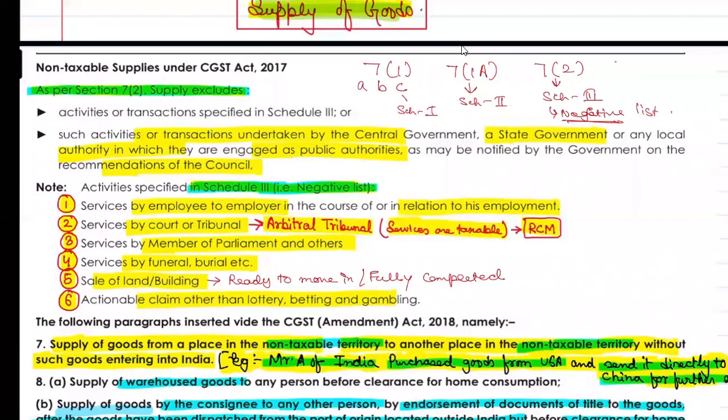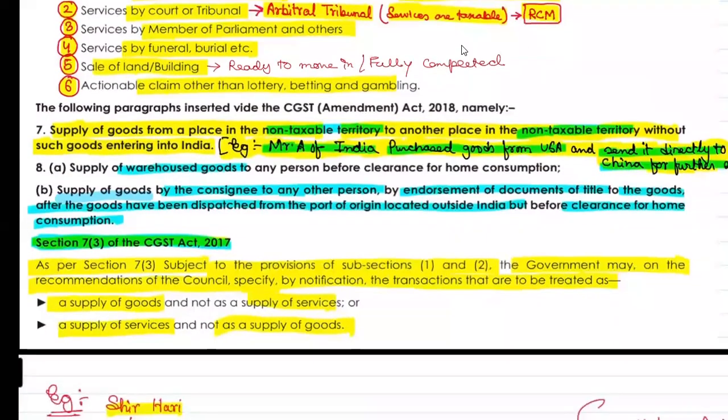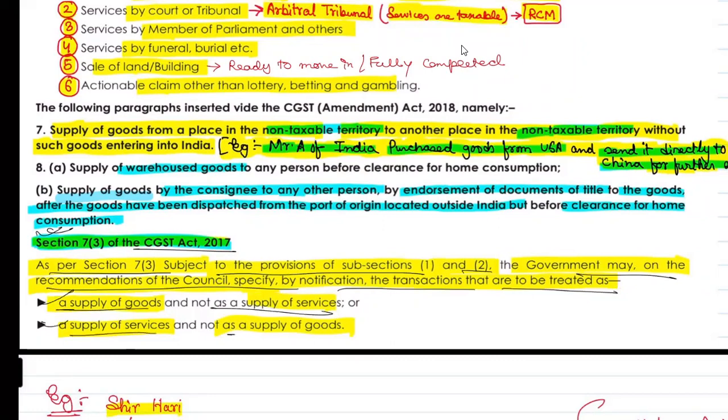Now there is one more section, that is 7 subsection 3. It is nothing. Okay, what it says here. Section 7.3 of CGST Act 2017, subject to the provision of subclause 1 and 2, the government may, on the recommendation of council, by notification, specify the transaction that are not to be treated as supply of goods, a supply of goods not as a supply of service, or supply of service or not as a supply of goods. That means they've just kept this power that in future they can add some more thing over here, what has to be treated, what or what not has to be treated. Okay, this is nothing. This is a constitutional power. This is a law power that government has kept in its hand.